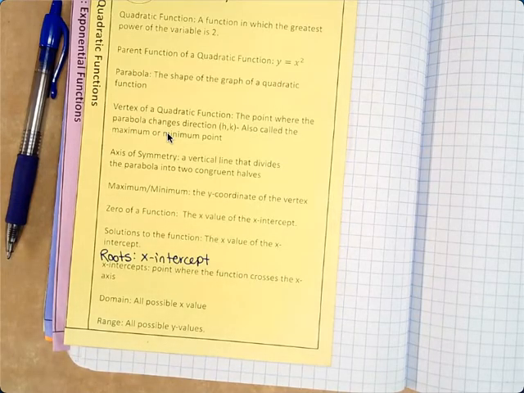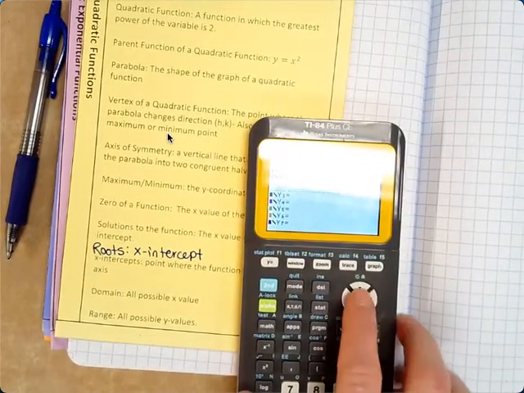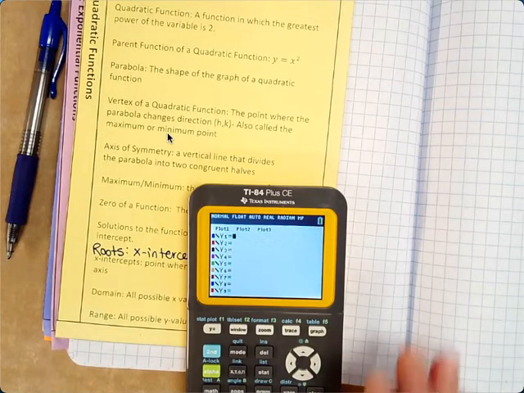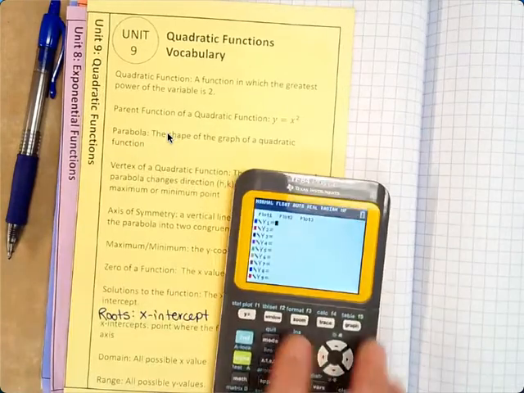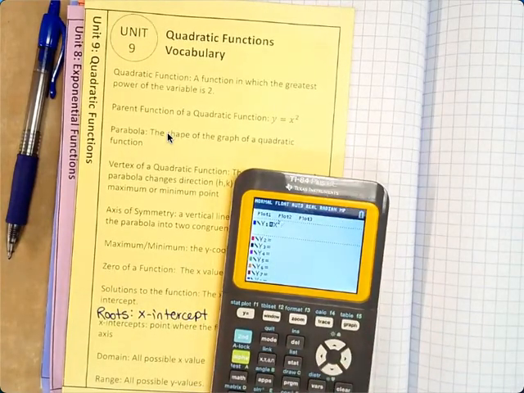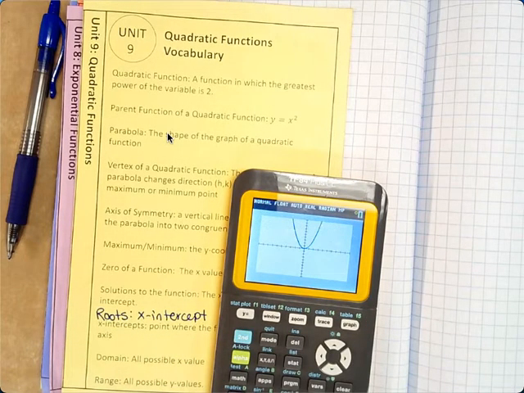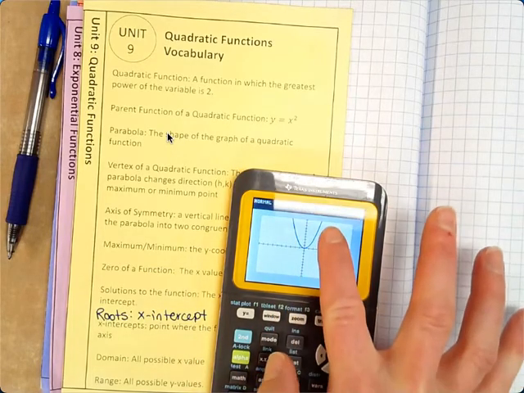So I want you to go to your calculator and let's just graph the parent function of quadratic. So what it was is x squared. So go to y equals, put in x squared. Hit graph. This is unlike anything you've graphed before. The shape is called parabola.